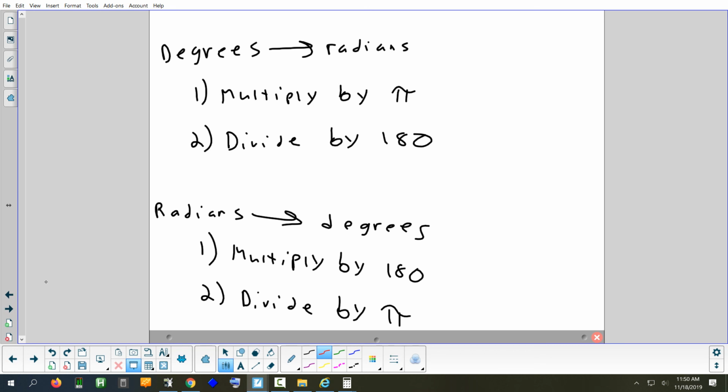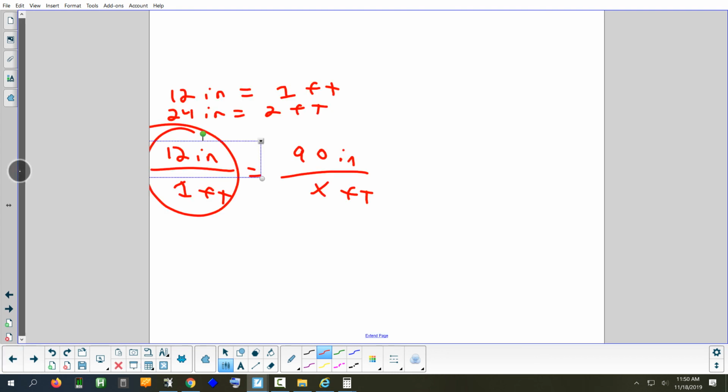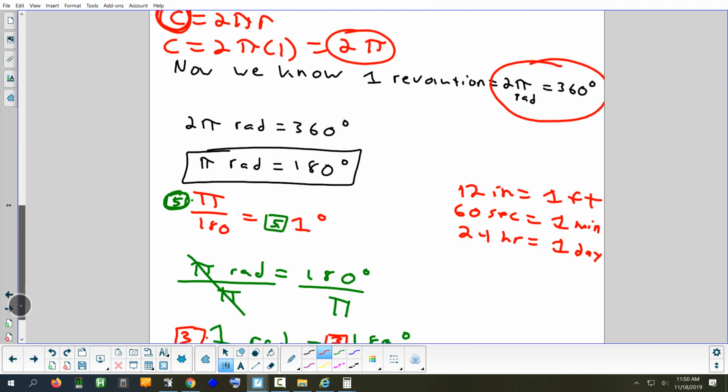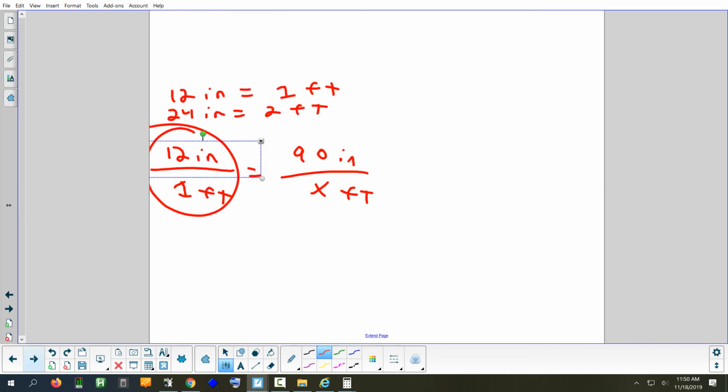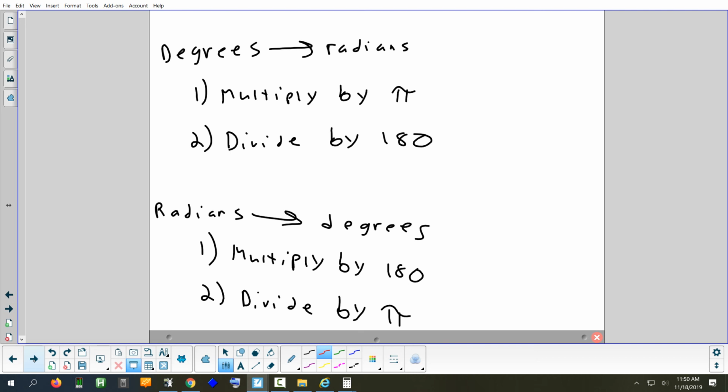If you can remember what I'm about to tell you, you don't have to memorize that. It'll just happen automatically. When you think degrees, I want you to think of the number 180. Degrees, think 180. When you think radians, I want you to think pi. Radians, pi. So degrees, think 180. Radians, think pi. If you remember that, all that will happen automatically.